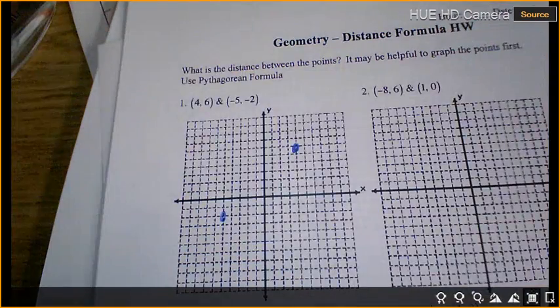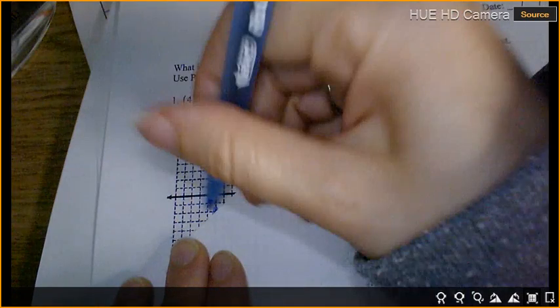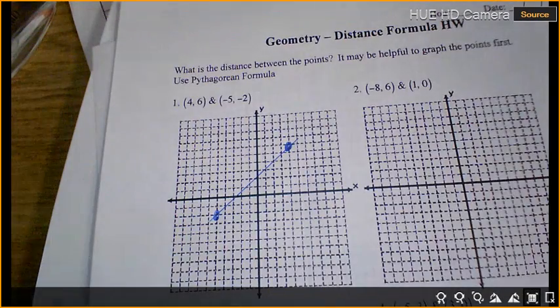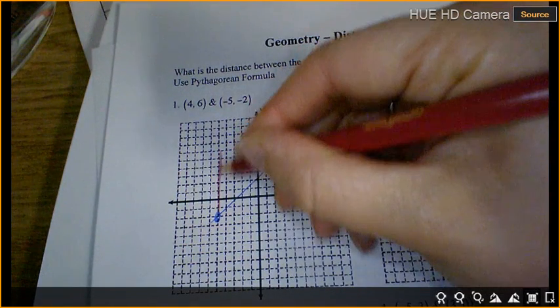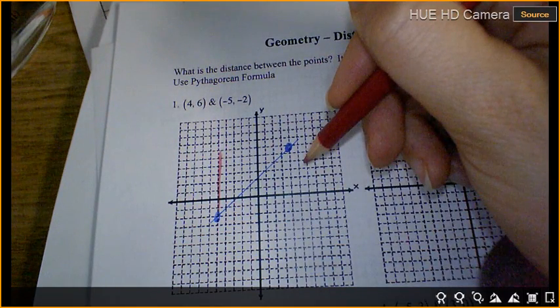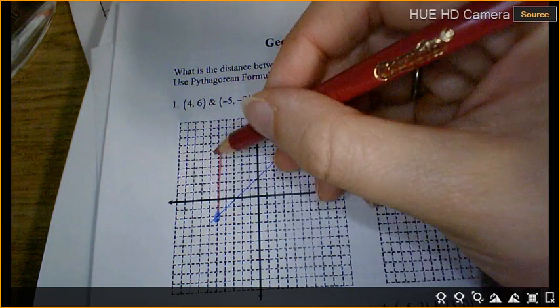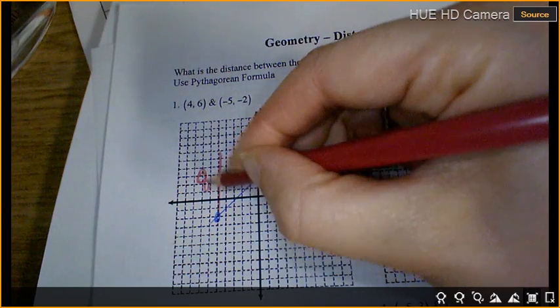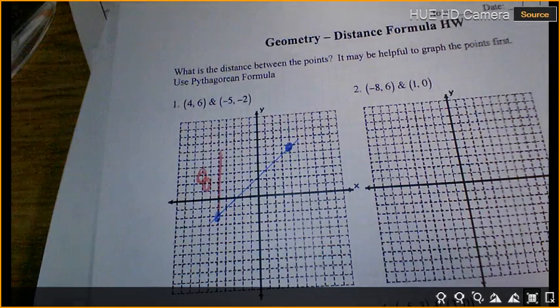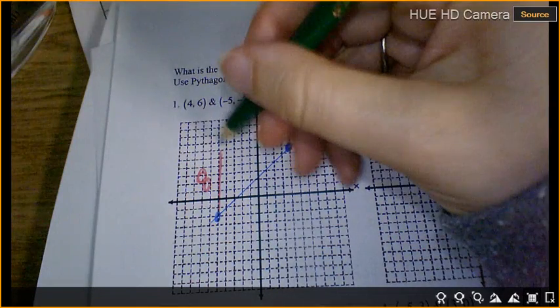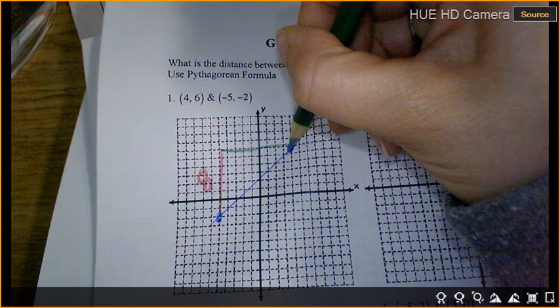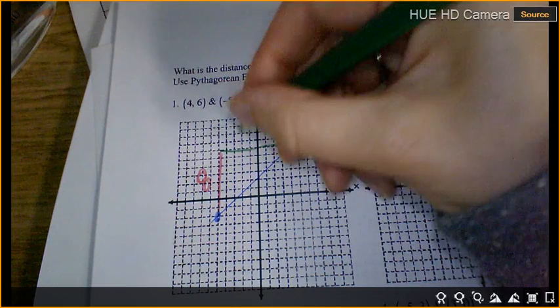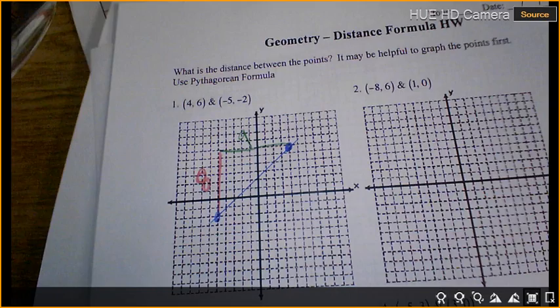Okay? So this is what I want to find the distance of, that segment. I know I'm going to go up from negative 2 up to 6, so that's 8. And I'm going to go from negative 5 to 4, which is 9. Okay, so now I can just use the Pythagorean theorem.